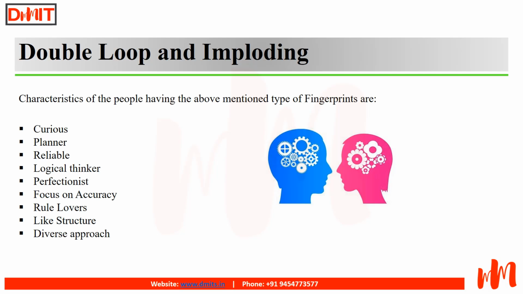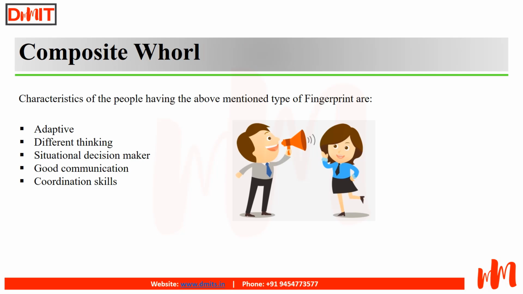Next is composite whorl. The people who have this type of fingerprint, that is composite whorl, are generally seen to be adaptive. That is, they adapt to different circumstances, they have different thinking, that is, they try to think out of the box. They are considered to be situational decision makers, that is, they take a decision based upon the situation that they are in or that they face. They possess good communication skills and good coordination skills.